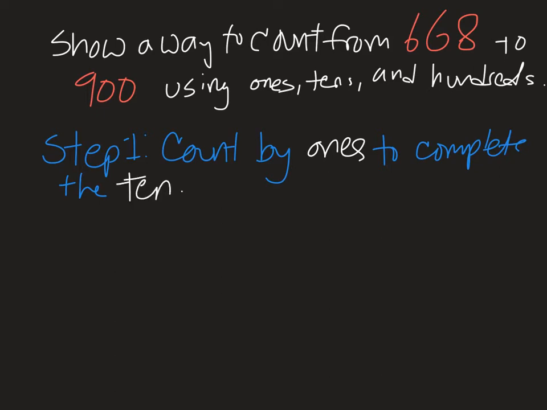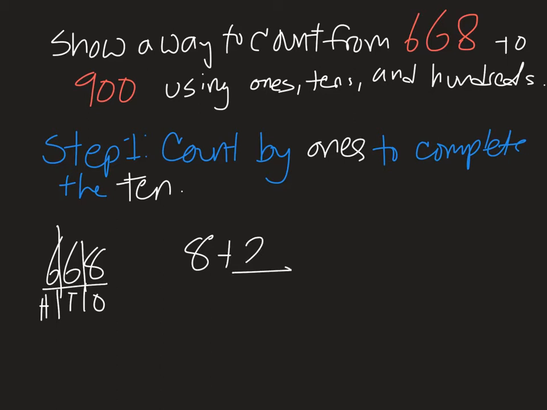So let's look. Our number is 668. Let's label it. In the ones place, we have an 8. In the tens place, we have a 6. And in the hundreds place, we have a 6. Looking at the first part, we need to count by ones from 8 to get to the next 10. Well, to get from 8 to the next 10, we need to add 2. So we'll end up with 2 ones from this first bit.